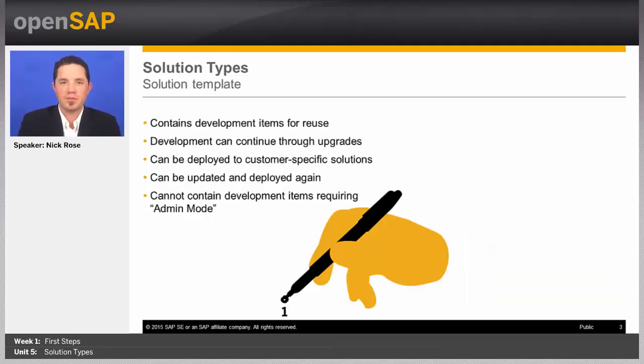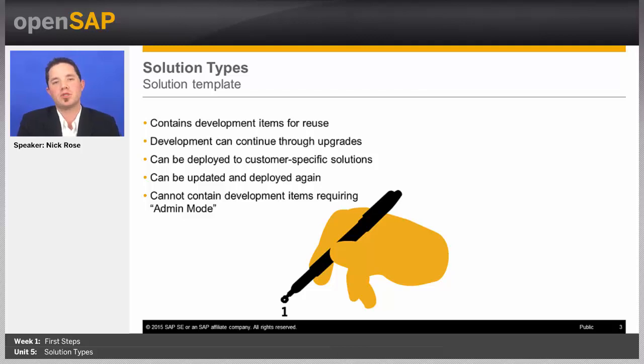Solution template. A solution template contains development objects that will be there for reuse, meaning we can apply them to other solutions. The development of a solution template would continue through different upgrades. So if you have a solution template, you can continue to maintain it through each release. And this content then can continue to be updated and deployed over and over again. This means that if I have a customer-specific solution, I would take a solution template and apply it to that customer-specific solution, and then I could continue to maintain the template and keep applying it to the solution to keep the content updated in that customer-specific solution.